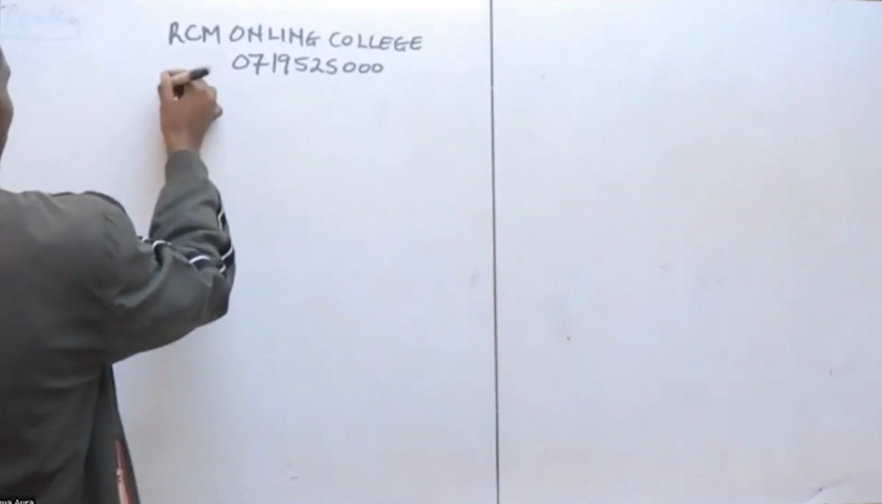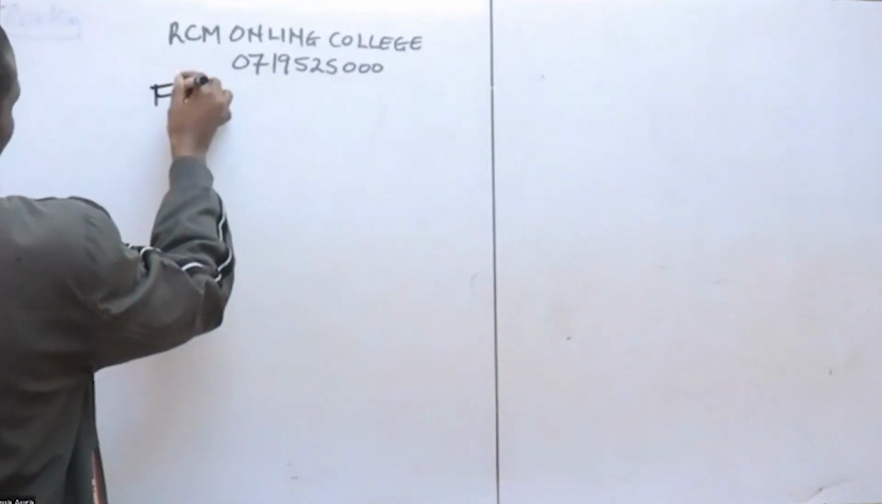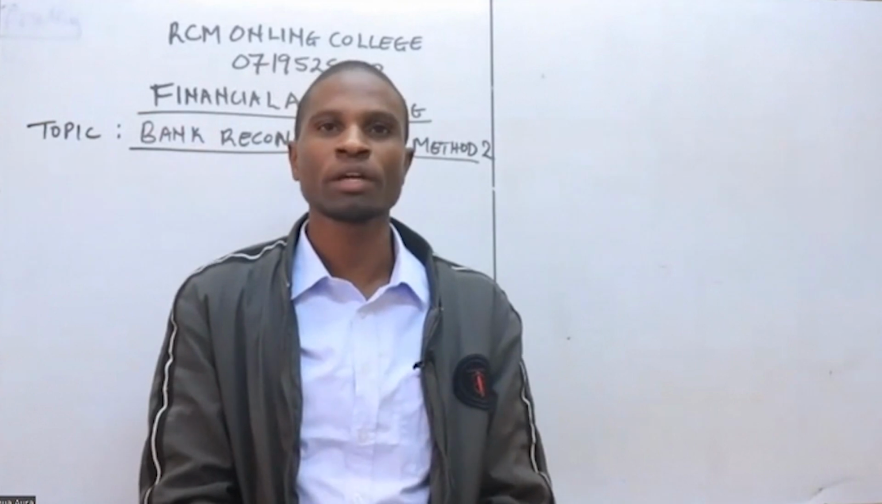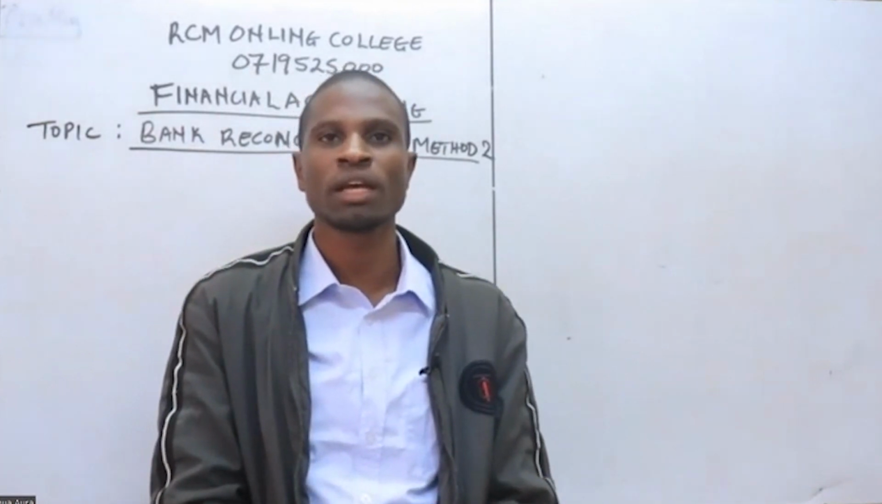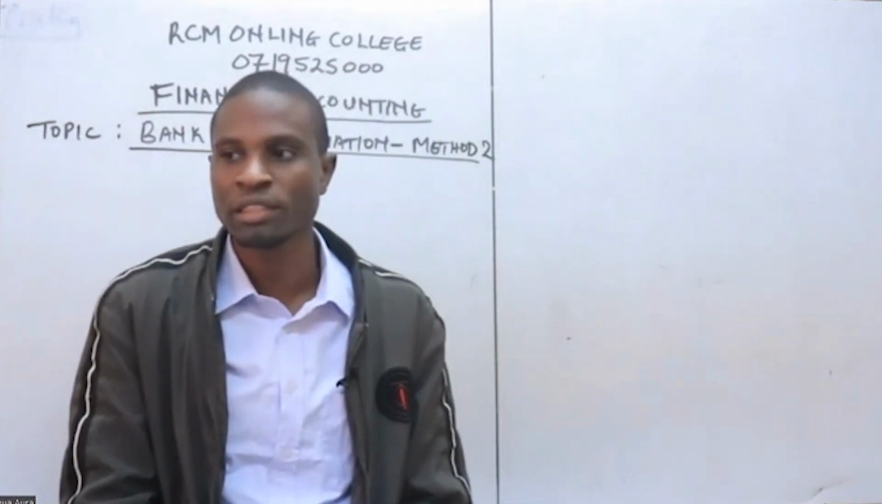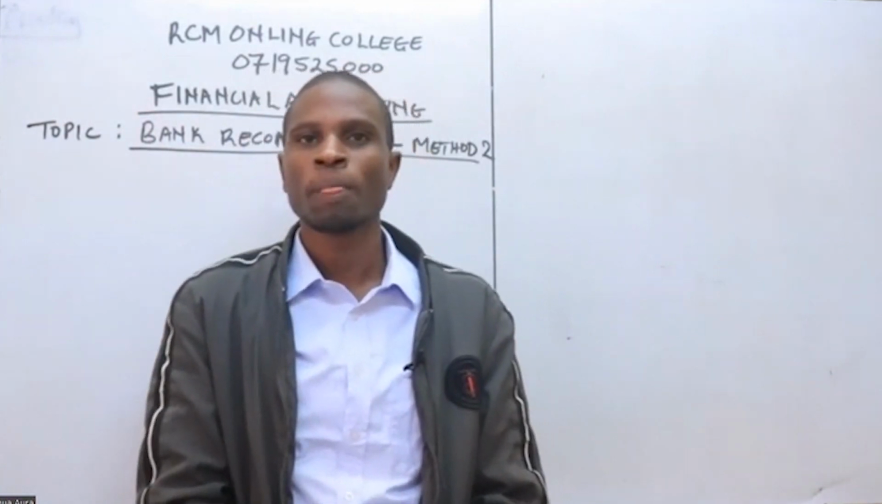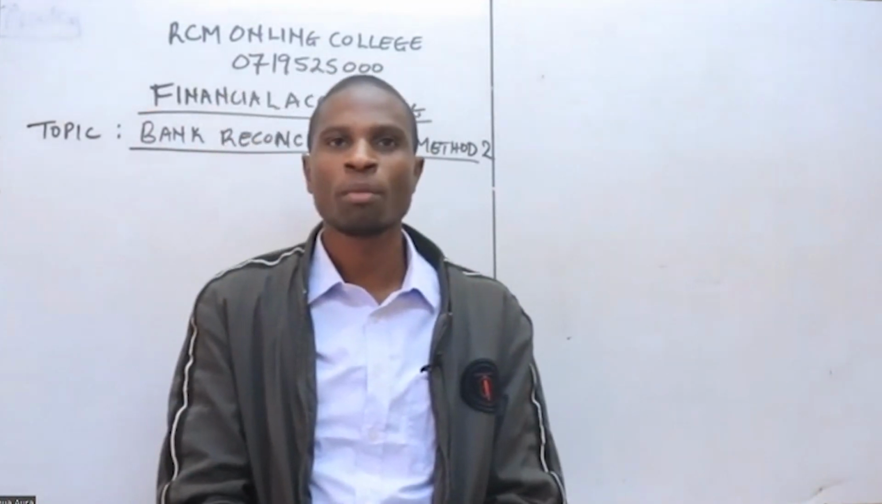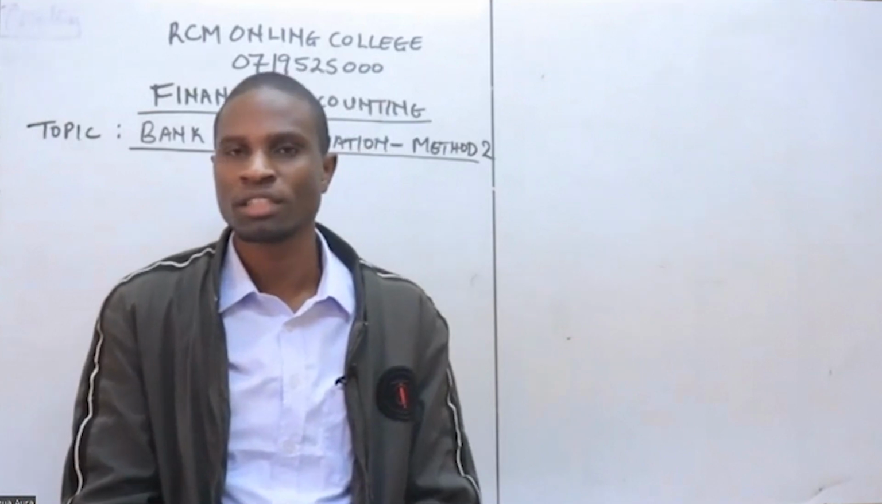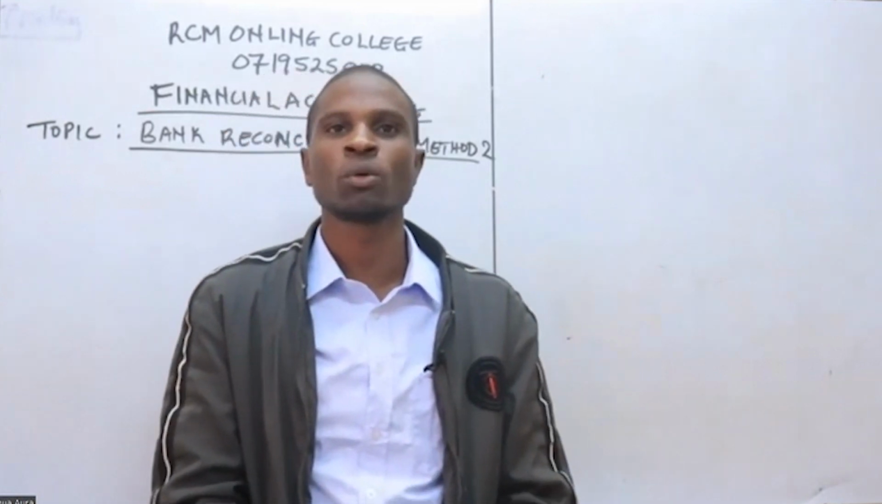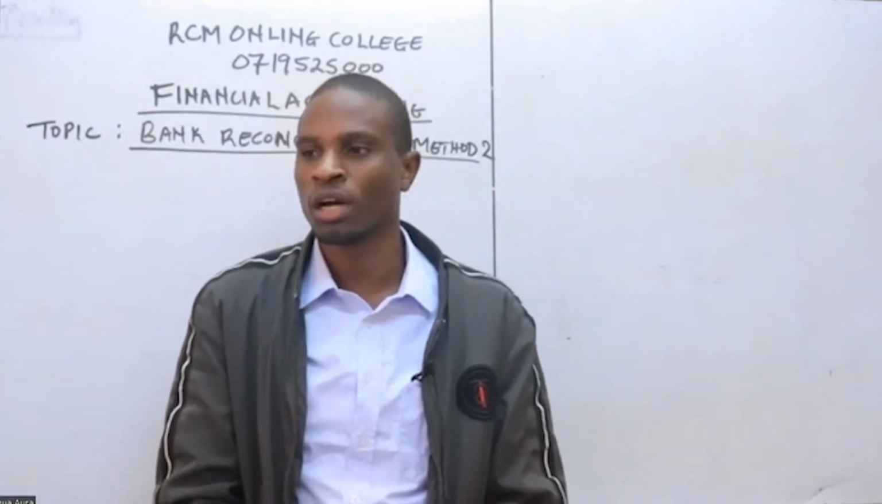This is financial accounting. This is found under the first topic, that is accounting for assets and liabilities. And there is a general format of updated or adjusted cash book that we looked at.